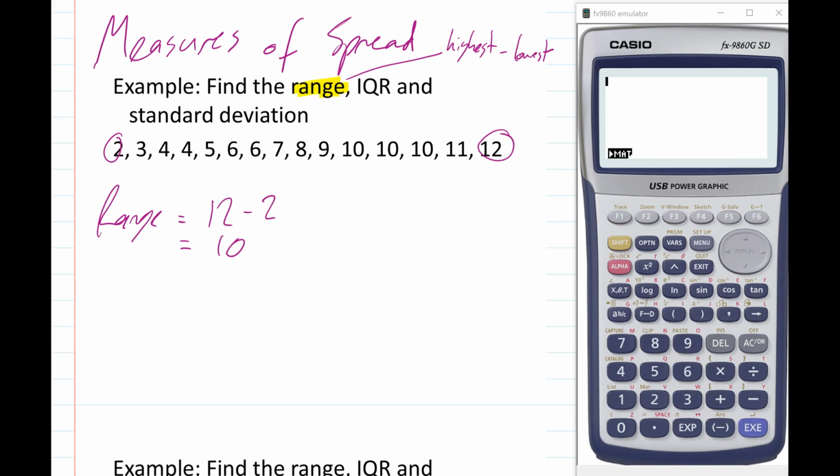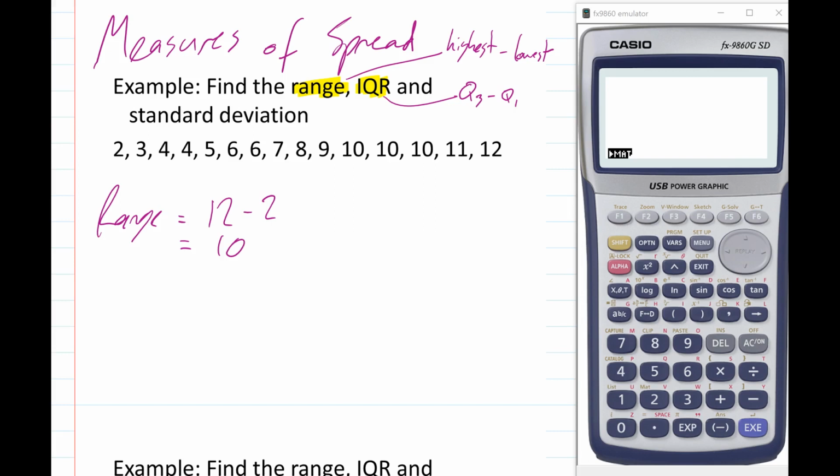The next measure of spread is the IQR, or the interquartile range. The interquartile range is the difference between Q3 and Q1. So first off, we've got to find out where Q3 and Q1 are. Well, to do that, first off, we've got to find where the median is.